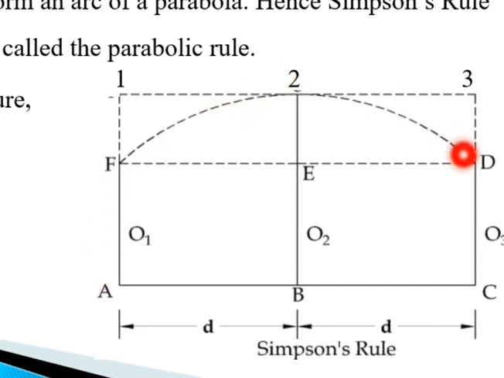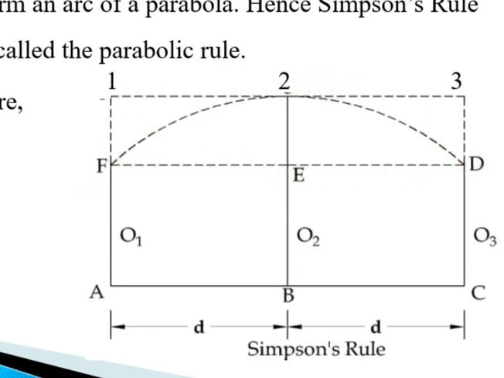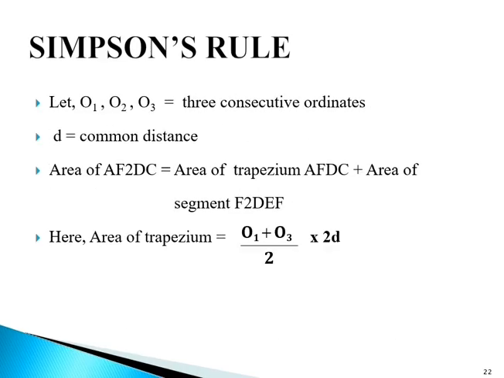So area of AFDC is equal to area of trapezium AFDC plus area of segment, which segment? Segment FDEF. Okay, so for the area of AFEDC, we will calculate area of trapezium AFDC plus area of segment FDEF. Here I have listed down all things.